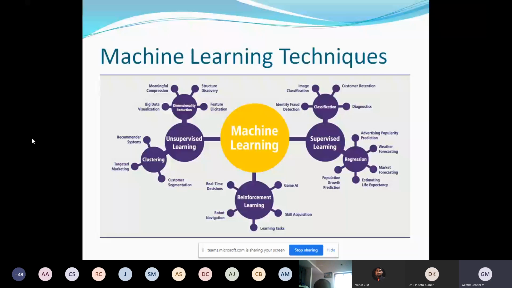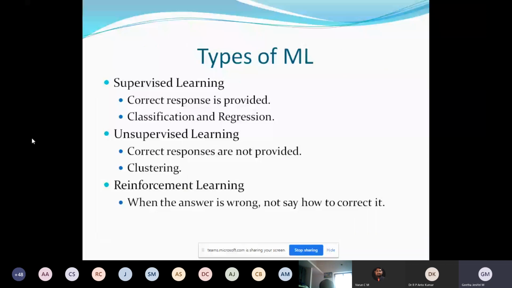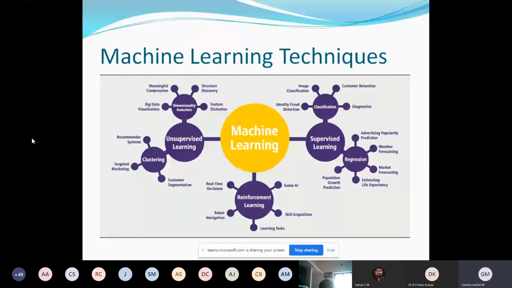The applications of machine learning: it is widely used in the medical diagnosis field, image processing field, then prediction, classification, regression, and also clustering. Next, I am going to tell about the types of machine learning. There are three main types. First one is supervised learning, then unsupervised learning. Third one is reinforcement learning. Today's topic comes under supervised learning, that is classification and regression.